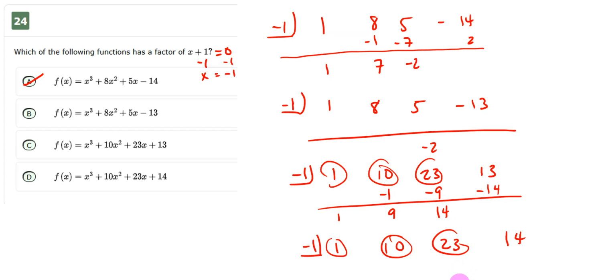So I'm going to end up with 14 here, -14. So there's my answer, because there would be no remainder. So you're just looking for the one that has no remainder, but the other ones were all out. So there you go.